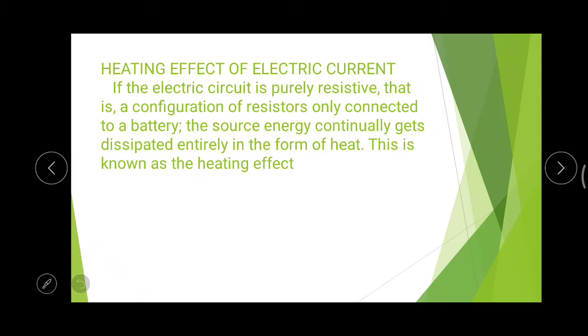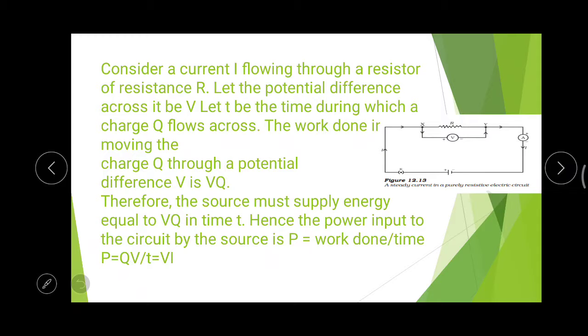Okay, so that is actually the heating effect of the current. The electrical energy is converted into heat energy if the path through which the current is passing has higher resistance.